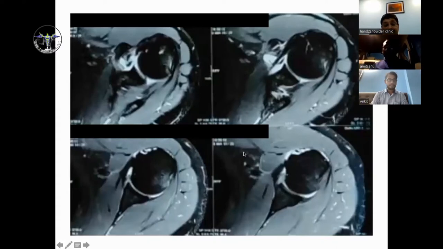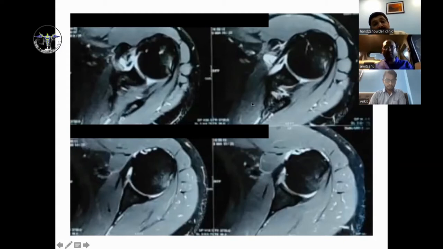This MRI was done outside, not in our hospital, and the patient didn't carry a CD. So we took relevant images from the film. The quality of the image is not very good, as you can see, but it is quite diagnostic. These are sequential axial images of the shoulder where the subcutaneous fat is dark, so this is a fat suppressed sequence. This is the glenohumeral joint. We are moving from above and then going down. This is the superior part of the humeral head and this is the inferior part of the humeral head.